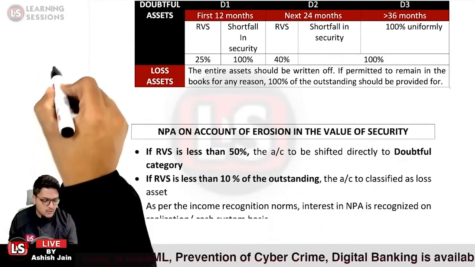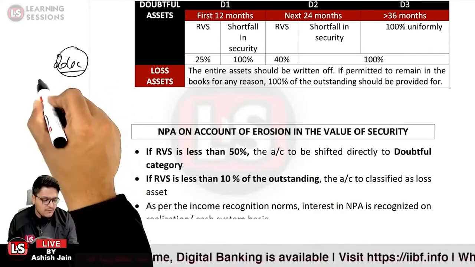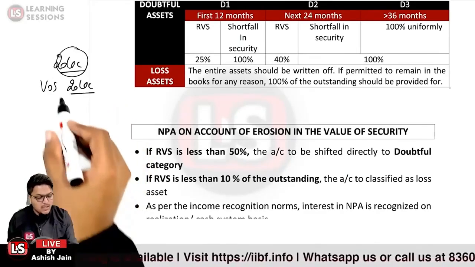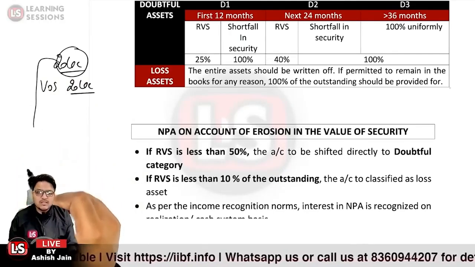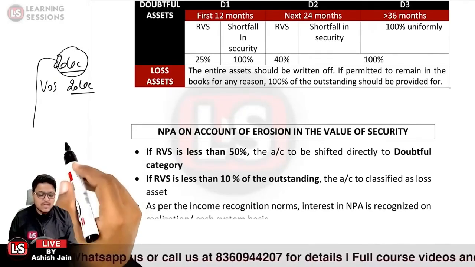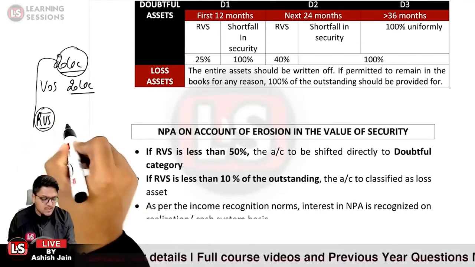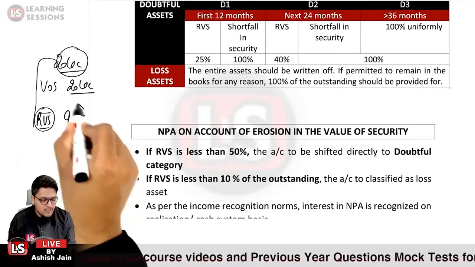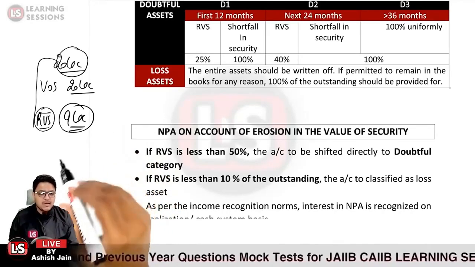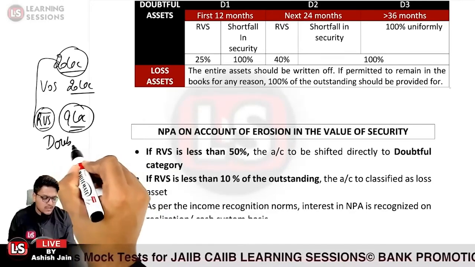Let us take the same case where a 20 lakh loan amount was sanctioned against the value of security amounting to rupees 20 lakh. At the time of sanction, 20 lakh of the value of security was available, but now there is erosion of security. If the realizable value of security is now lesser than 50%, let us take the case that the realizable value which can be realized right now is 9 lakh rupees. That is lesser than 50% of the value of security which was available at the time of sanction. In that case, it will be directly transferred to the doubtful 1 category.